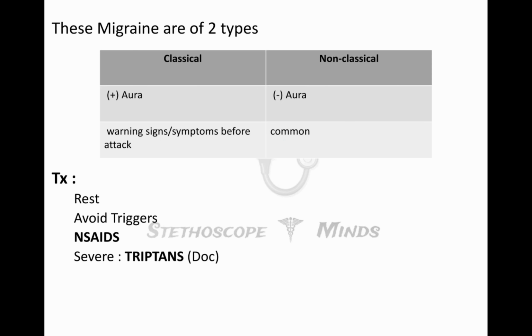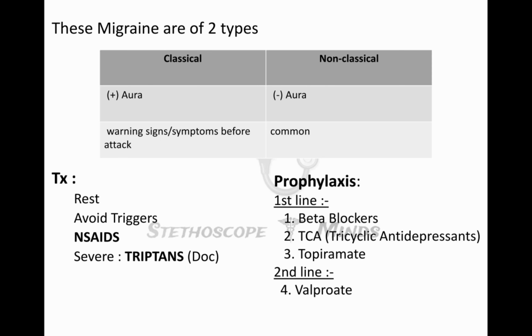And the treatment for migraine is very important, as examiners often ask it in our exams. The treatment is giving rest, avoiding triggers like photophobia, phonophobia and so on, and giving NSAIDs. And if the migraine is very severe, then we can give triptans as the drug of choice. And for prophylaxis, we can give first line drugs as beta blockers, then tricyclic antidepressants and topiramate, and the second line drug as valproate.